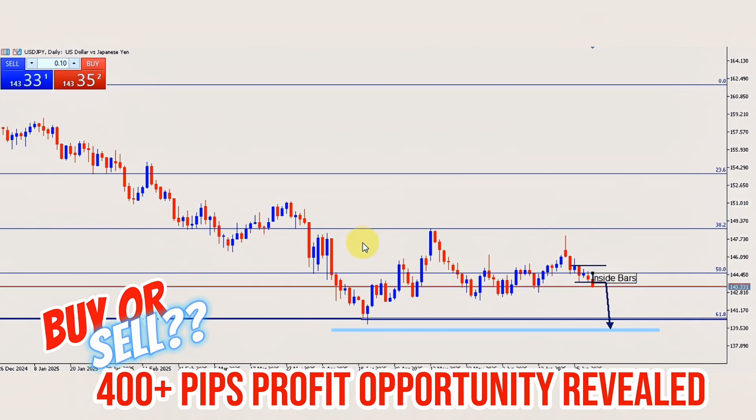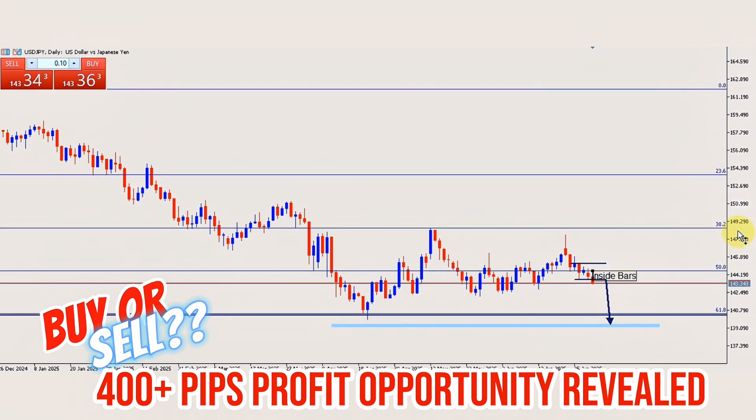Today, I want to show you something very interesting on a forex major pair, USDJPY. So this is my daily time frame, and you can see my charts. There are important things that you have to pay attention to in this analysis if you want to make some profit off this market.